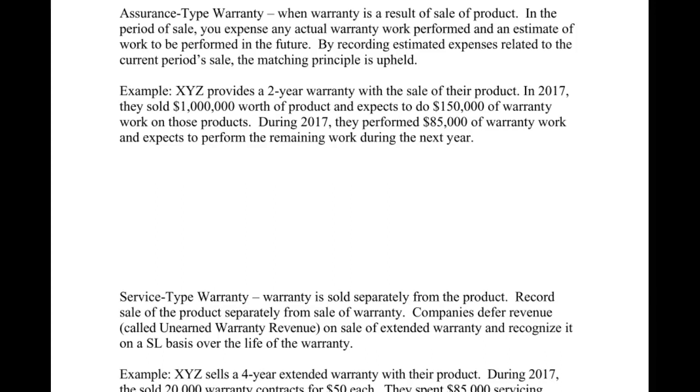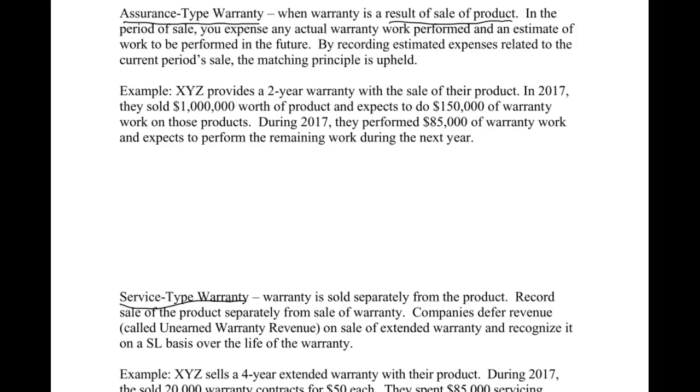All right, so there's two basic types of warranties, and you're probably familiar with those. The first up here is the assurance type warranty. That's the warranty that is just a result of the sale of the product. Meaning, if you go buy a TV, that TV comes with a warranty from the manufacturer. So that's that type of warranty. And then down here we have a service type warranty, which most commonly you think of as an extended warranty, and that's sold in addition to the product. So we'll talk about the accounting for each.